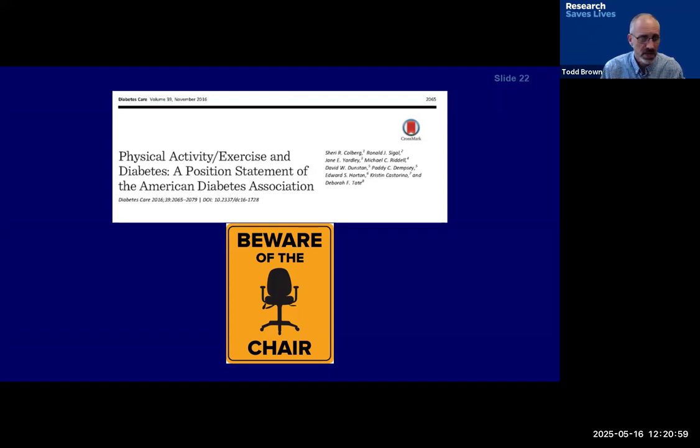And so this was a position statement from almost 10 years ago now, but really important in terms of the role of sedentary behavior independent of physical activity. You can have low physical activity, and you can have high physical activity but a lot of sedentary behavior. So even that sedentary behavior is not good.